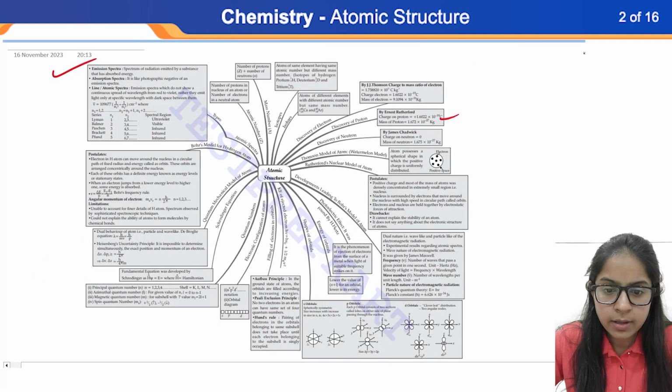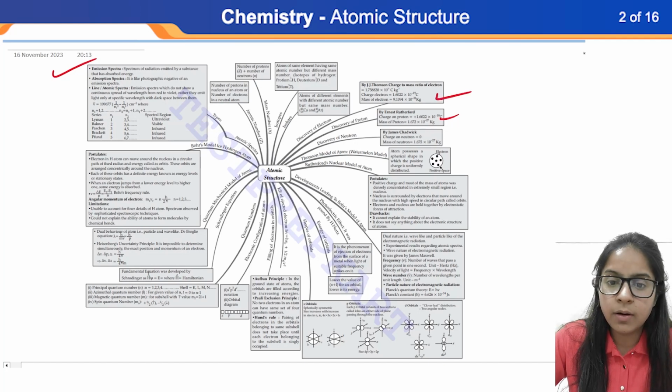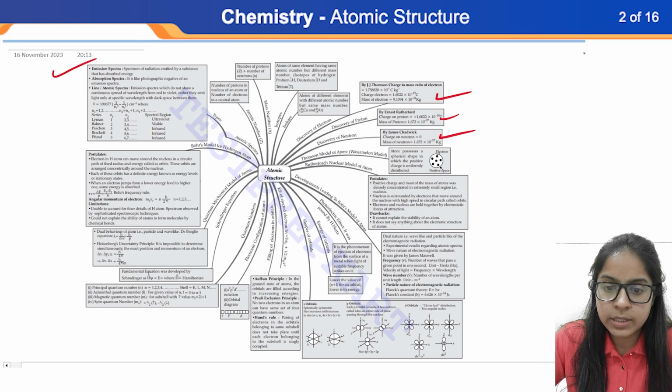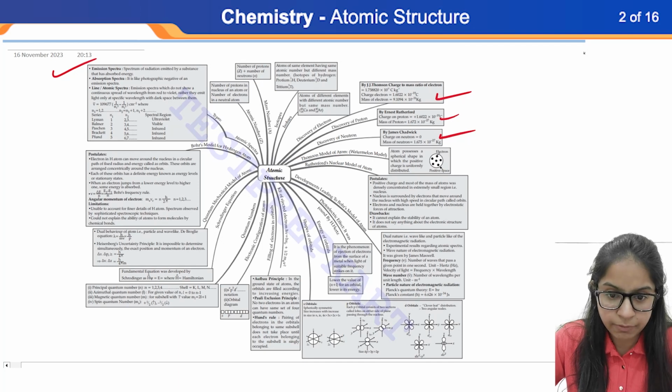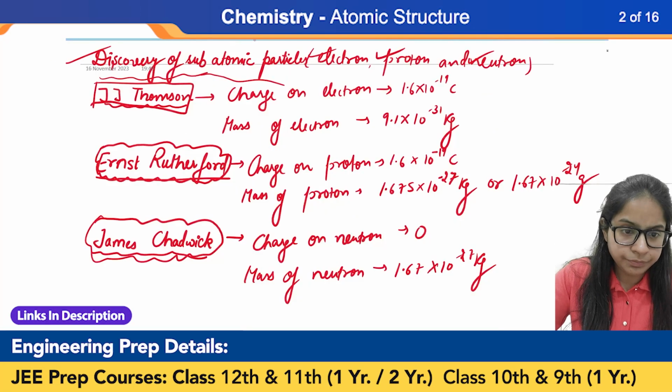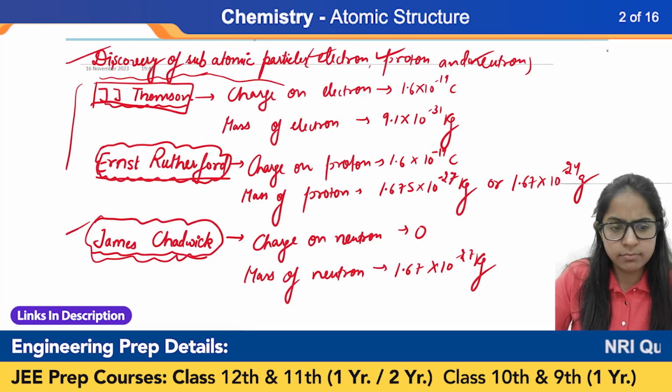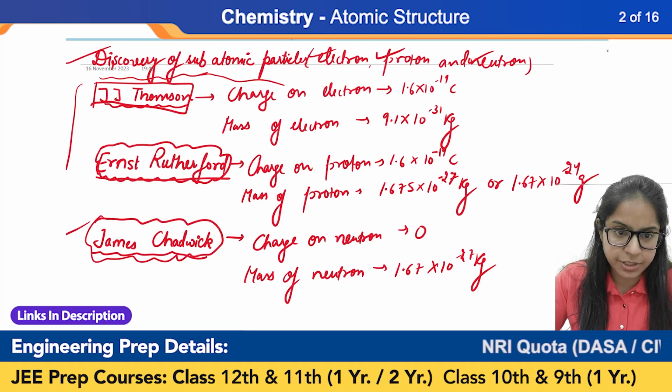So we have covered all the three. J.J. Thomson discovered the electron, with its charge and mass. Ernest Rutherford discovered proton. Charge on proton is 1.6022 times 10 raised to power minus 19 and mass of proton is 1.672 times 10 raised to power minus 27. And James Chadwick discovered neutron; the charge on neutron is 0 and the mass of the neutron is 1.675 times 10 raised to power minus 27 kg. So these three discoveries can be asked easily in the examination.